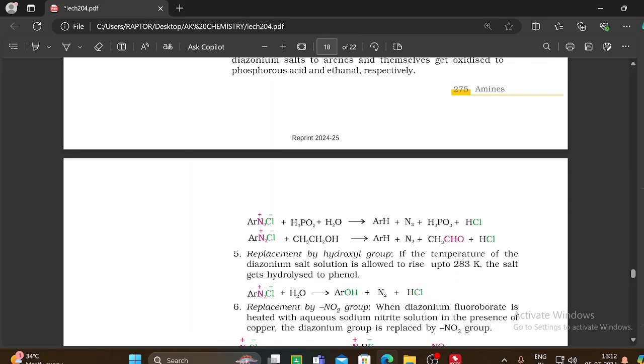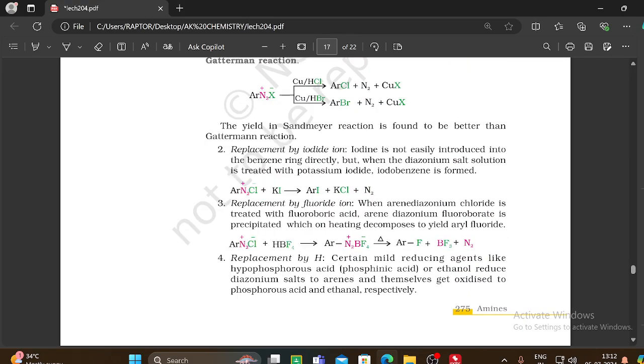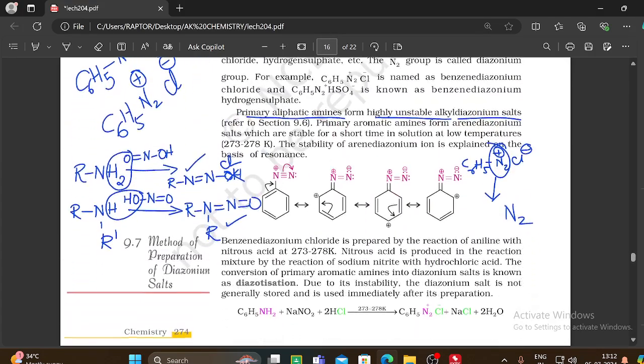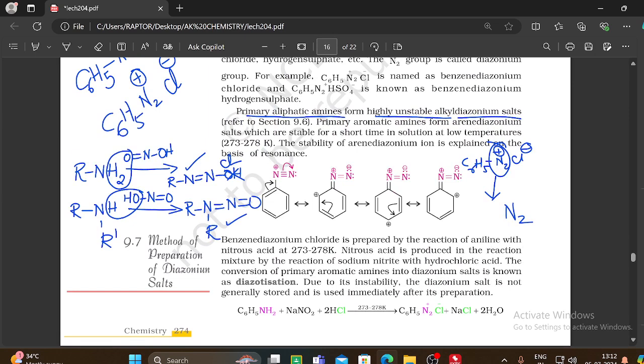So primary amine is unstable compared with secondary amine and tertiary amine. That is the statement they have given. They are asking us to refer to section 9.6. What is 9.6? Can you give the answer? Basic character of amines. So primary amine, secondary amine, which one is more basic?